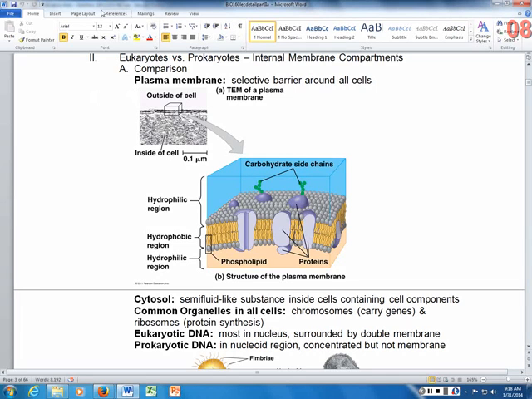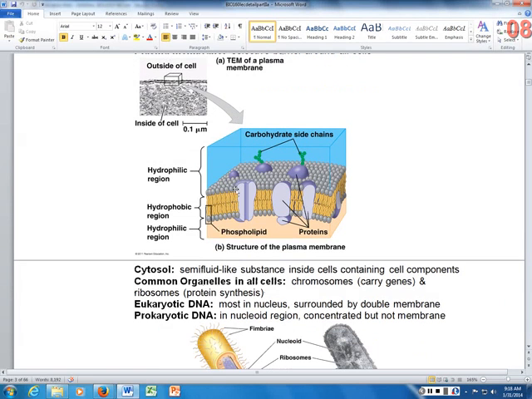So we'll be looking at eukaryotes and prokaryotes. Both of them are going to have a plasma membrane around the outside that acts as a selective barrier. In this picture, you can see the phospholipid bilayer. The fatty tails in the center make it hydrophobic, and then the hydrophilic region is on the outside, where it likes watery substances, and on the inside where it likes watery substances. Across the membrane, you have proteins embedded. And then you have carbohydrate side chains, a lot of which are used to identify the type of cell it is.